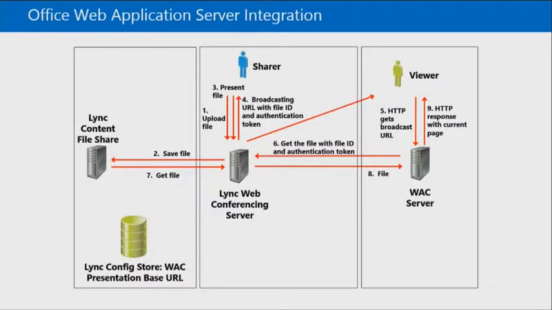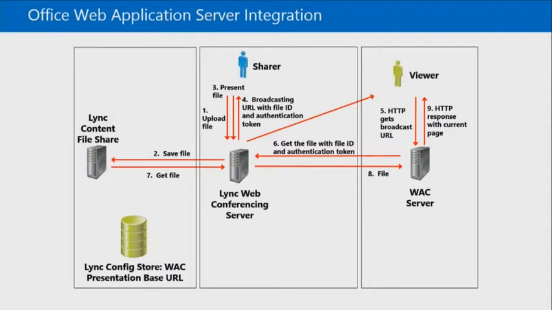So this talks about the sequence of those things that interact when you're actually sharing and then viewing and consuming that PowerPoint. So first action is the user uploads that file, right? We upload it into the conferencing web server. It saves the file out to the file share. That gives us our backwards compatibility, right? And then we actually get that file back from that file share that we sent it to. We send that file to the WAC server, right? Then we present the file. Now we're presenting it.